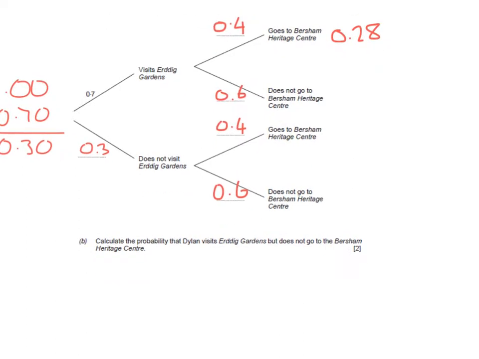So calculate the probability that Dylan visits the gardens but does not visit the heritage centre. So we're going through the visits the gardens but does not visit the heritage centre. So we've got 0.7 multiplied by 0.6, giving us 0.42.